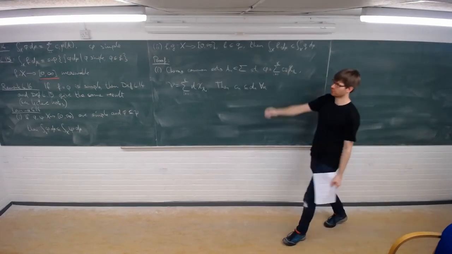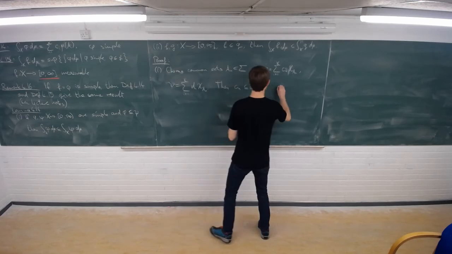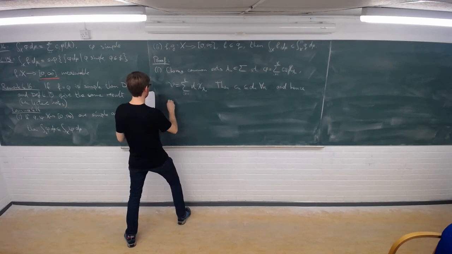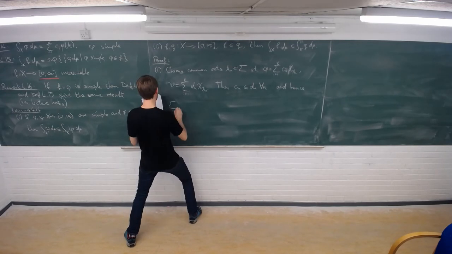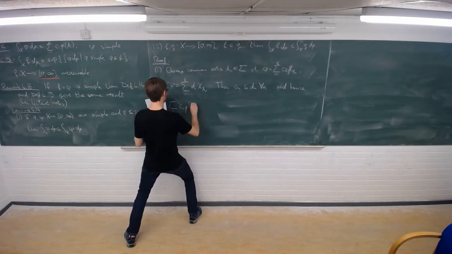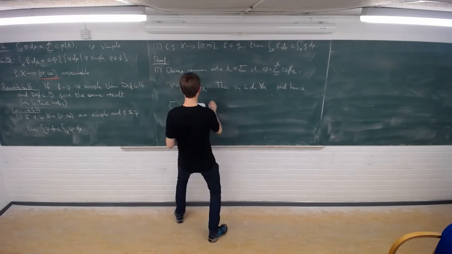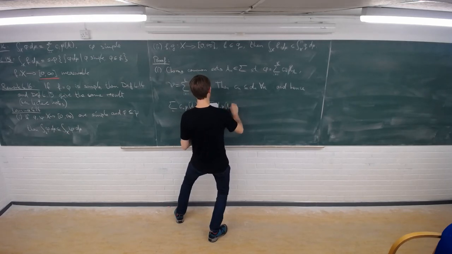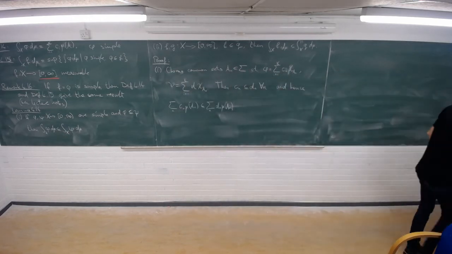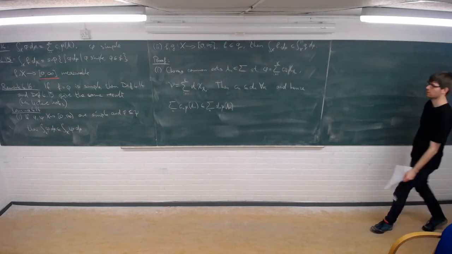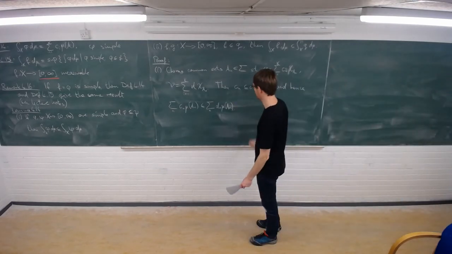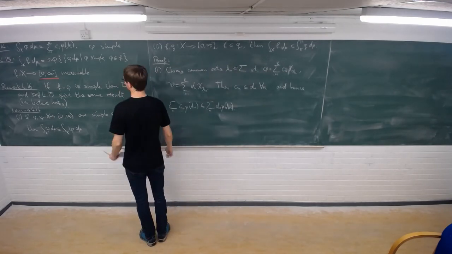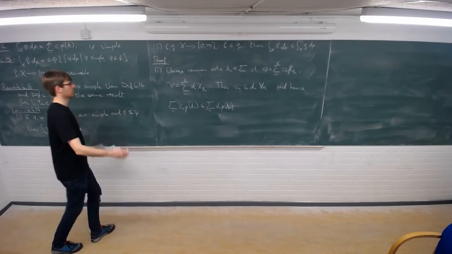And now we just use the formula for the integral. This is easy. So because c_n is less than d_n, we can conclude immediately that the sum c_n mu of A_n is less than the sum d_n mu of A_n. And of course this is the same as integral phi is less than integral psi. So this is point 1.